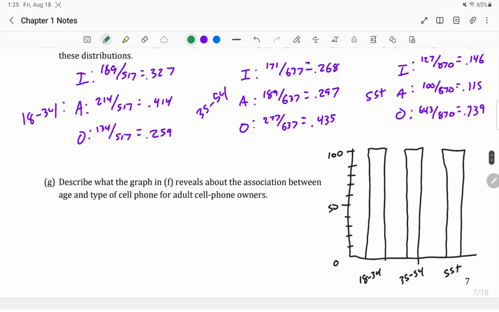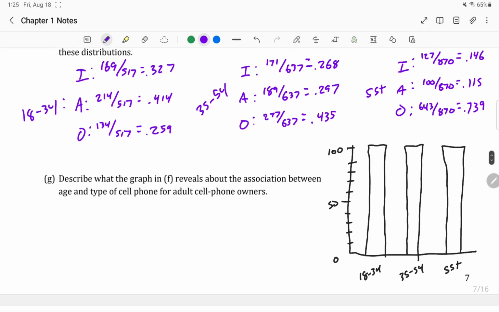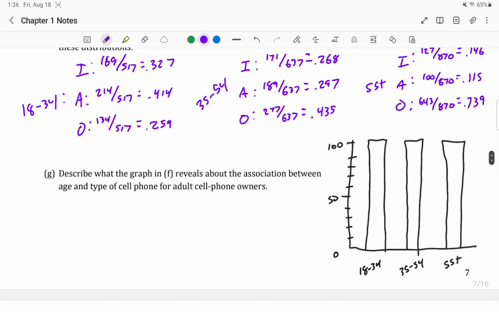So for my 18 to 34-year-olds, I'll leave green for Android because that color is green. Okay. iPhones for 18 to 34-year-olds were essentially 33%. So I need to go to 10, 20, 33%. So this was all iPhone. And then you need a key. So let's put this over here. My purple is iPhone. All right. And then my Android says this 414, so 41%.